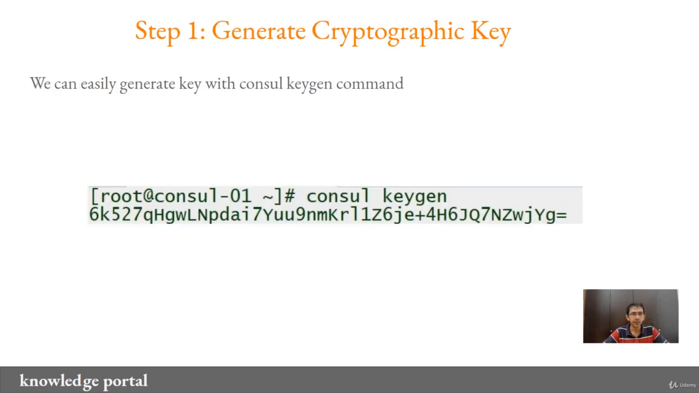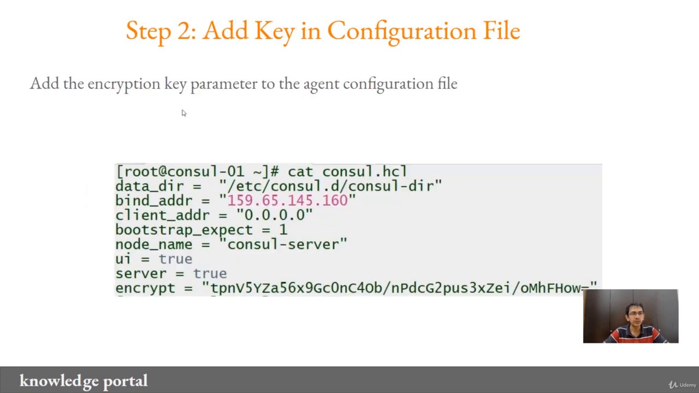So let's quickly look into it. Step 1 is to generate a cryptographic key. You can quickly generate one with consul keygen and this specific key will be generated. Second, you add that key in the configuration file associated with the encrypt parameter. You have a configuration file called consul.hcl, you have a parameter of encrypt, and then you specify the cryptographic key over here. So these are the only two steps that are required.